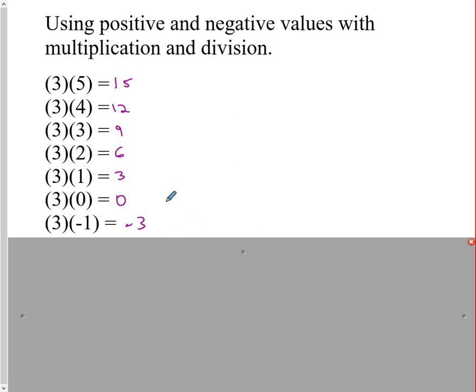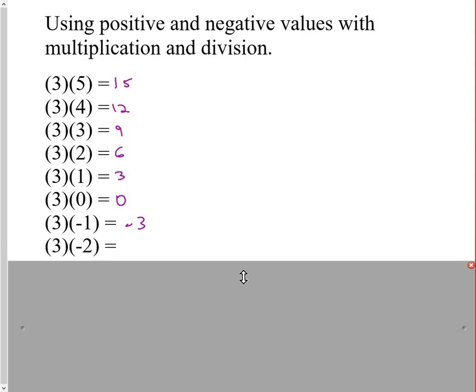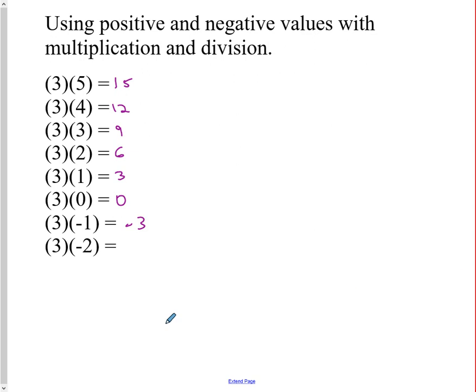We've got negative 1 threes. Or you could think about it differently. You could think about it as 3 negative 1s. Well, what about this next one? 3 times negative 2. You could think about this as 3 negative 2s. So negative 2 plus negative 2 plus negative 2, we know that's going to equal negative 6.